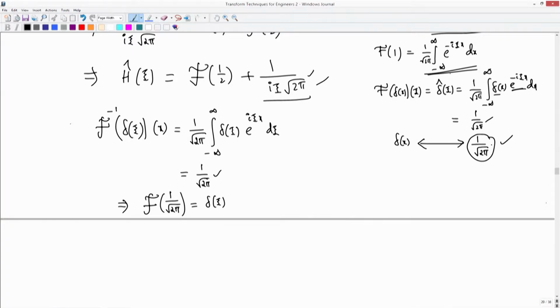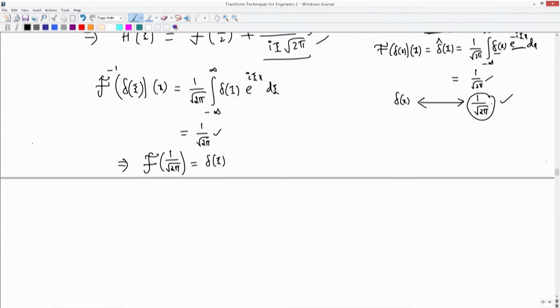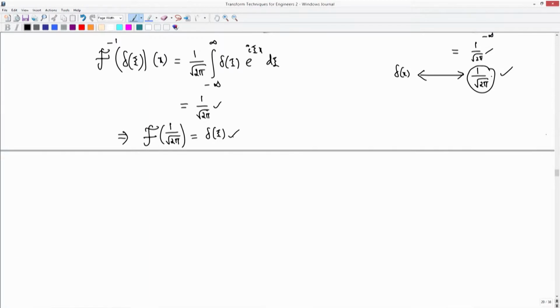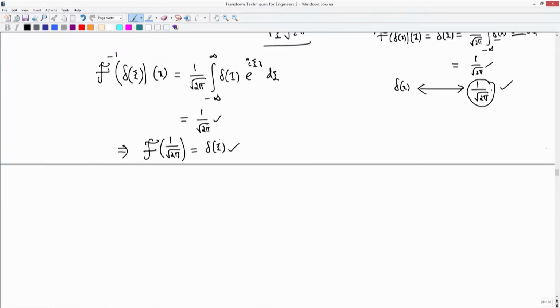So you simply take the delta function as a function of xi. This implies that the Fourier transformation of 1 is equal to root 2 pi times delta of xi.